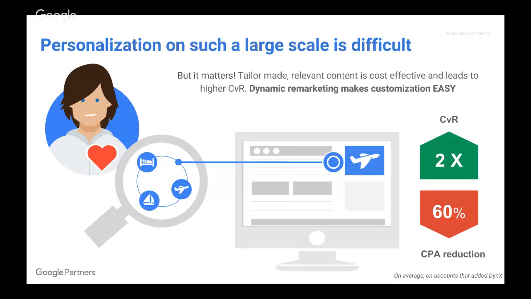Figures here are very important as well, because you can see that on average the conversion rate is twice better when you use dynamic remarketing versus static remarketing. And the CPA in general is lower by 60%. So it's really a great tool for your clients that are performance oriented.